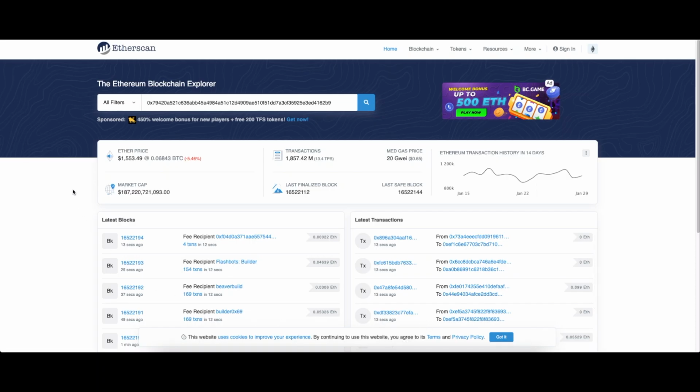Welcome to part 2 of Gilded's overview of Etherscan and crypto accounting. Today we're going to cover viewing a transaction on Etherscan.